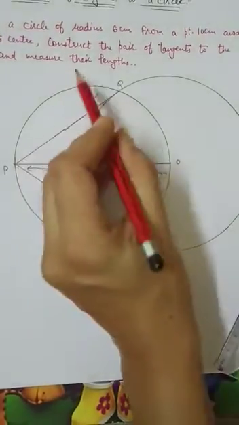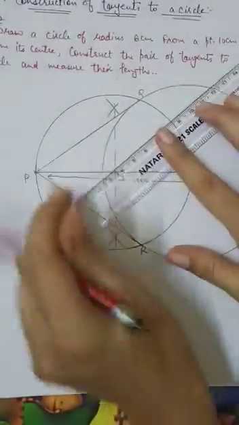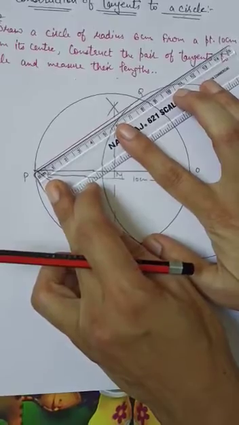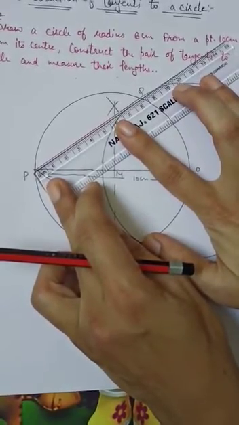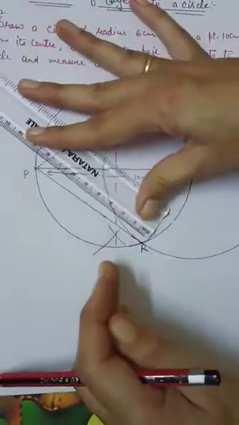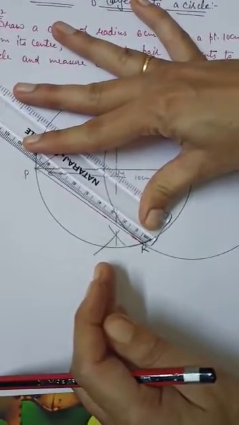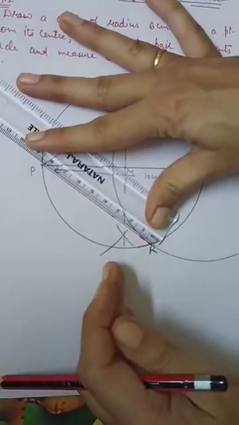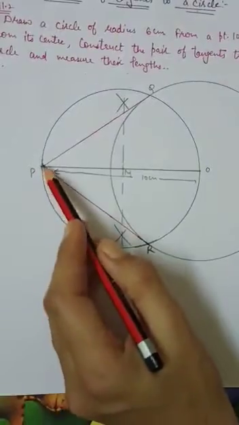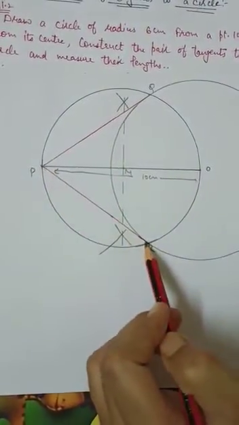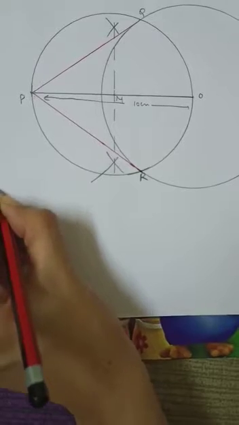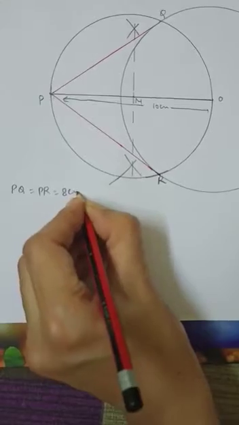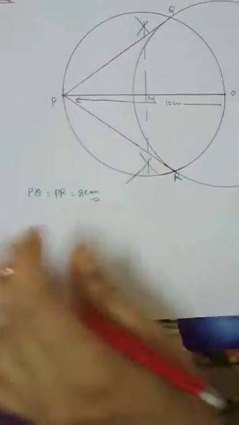Here they are saying to measure the length also. We can see that PQ measures 8 centimeters. On the other side, PR also has equal length, as we have studied in the 10th chapter: from an exterior point, both tangents are equal in length. So we write PQ = PR = 8 centimeters. Now we will do the justification.